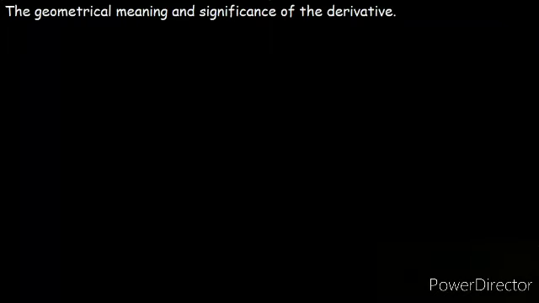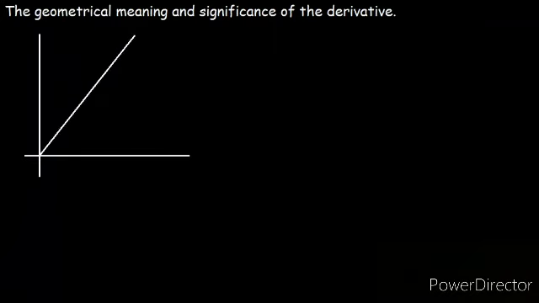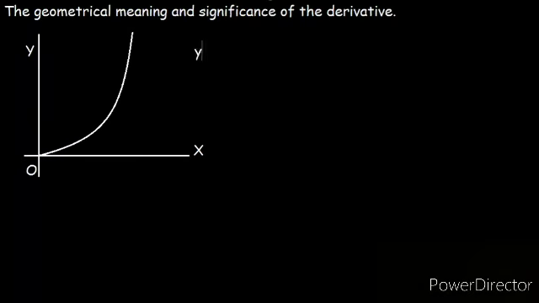Now suppose there is a function f of x. I'm just going to assume f of x is x square. You know the illustration I used in the first video. The graph of x square is somewhat like this. It just comes here and then rises sharply. Now y equals x square.